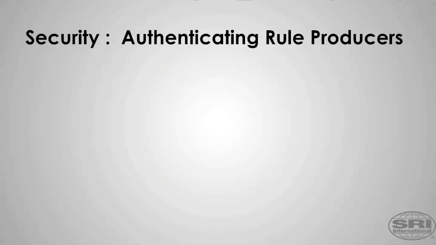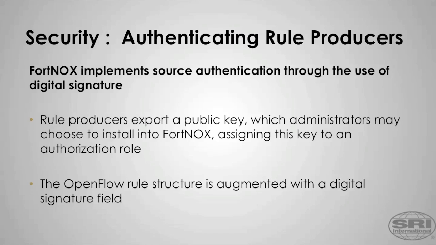FortNox uses digital signatures to implement strong authentication and integrity of rules provided by a rule producer. At setup time, a producer may export their public key, which the operator can then assign to a FortNox authorization role. Nox's flow rule data structure is augmented with an additional digital signature field. If the field is not defined, then the role is by default assigned the OpenFlow application role.